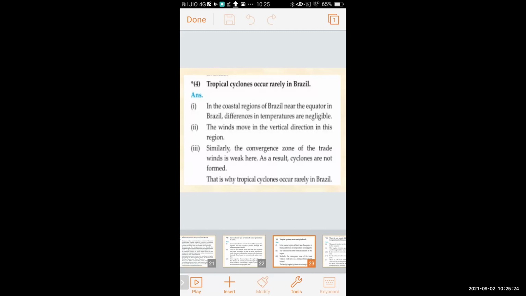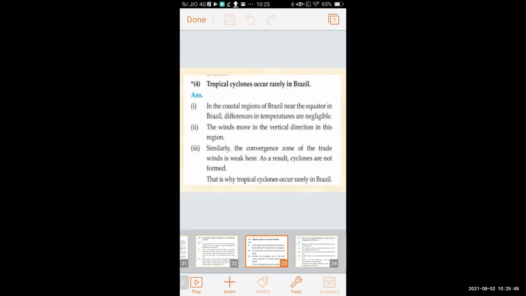The answer: in the coastal region of Brazil, near the equator, differences in temperature are negligible. The wind moves in the vertical direction in this region. Similarly, the convergence zone of the trade winds is weak here. As a result, cyclones are not formed. That is why tropical cyclones occur rarely in Brazil.